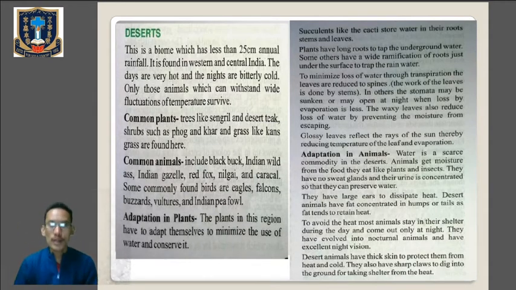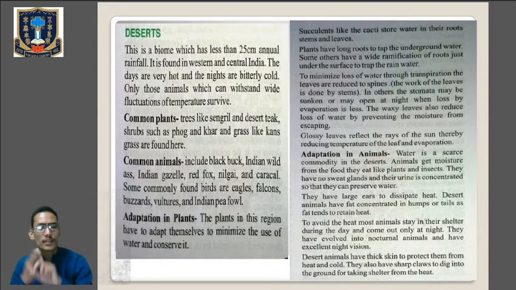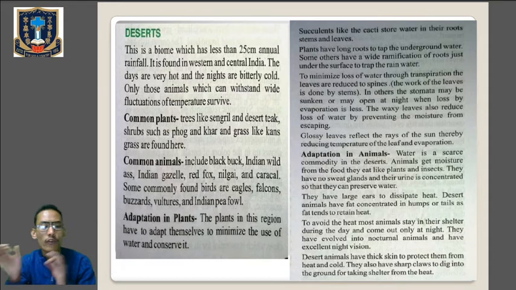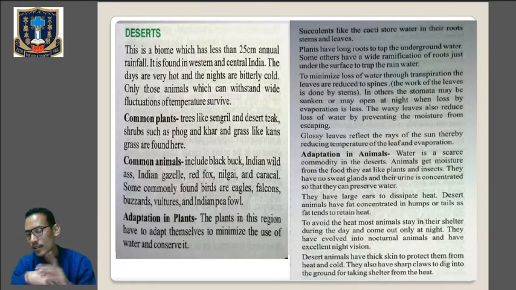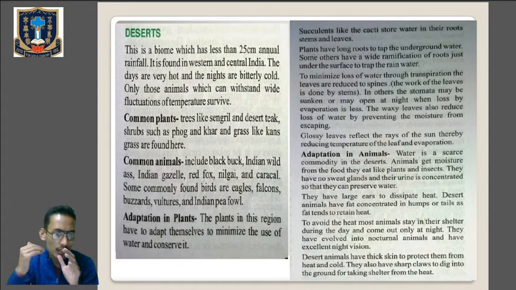So let's see the common plants. Trees like sangril and desert teak, shrubs like oak and car, and grasses like cans are found here in the desertic biome. Animals like blackbird, Indian wild ass, Indian gazelle, red fox, nilgai and caracal are a few animals present in the desertic biome. Then common birds like eagles, falcons, buzzards, vultures and Indian peafowls are present in the desertic biome.